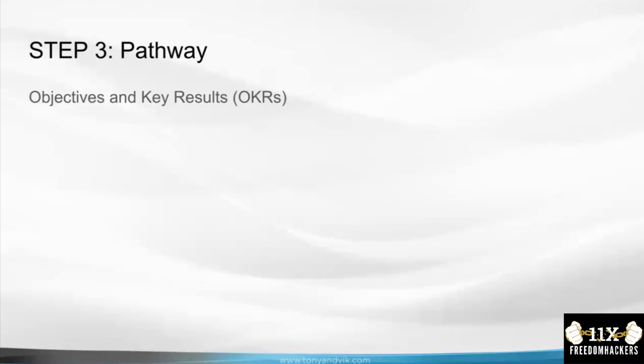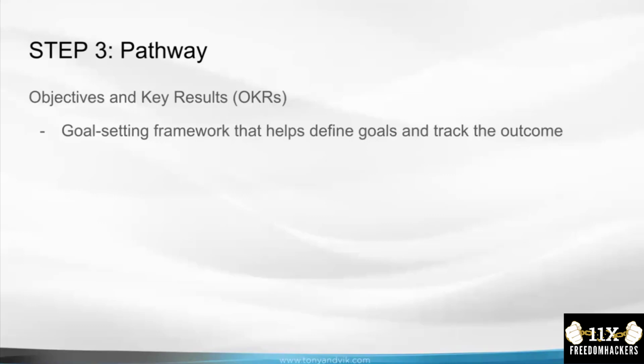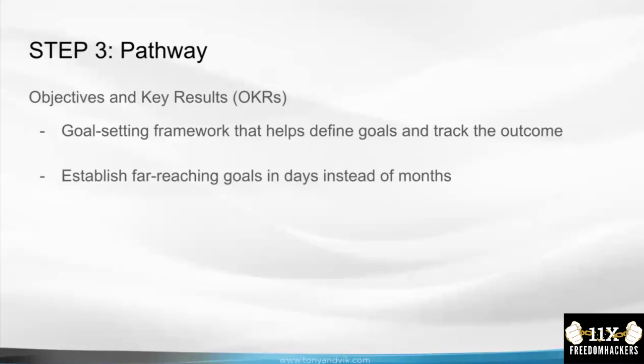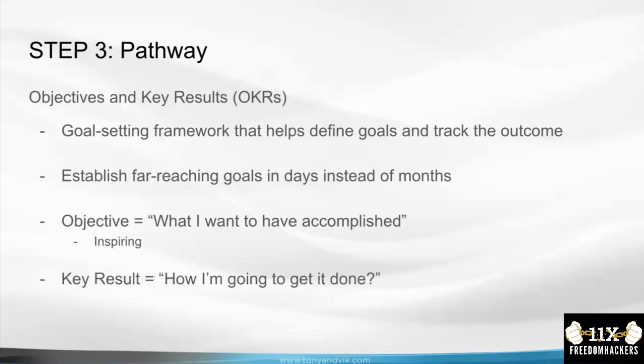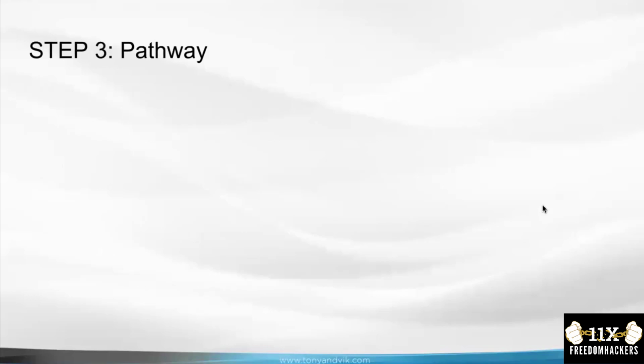And by the way, one reason is that it combines being inspirational and also being concrete and numerical. So it's a goal setting framework that helps define goals and track the outcome, so you can really establish far-reaching goals in days instead of months. Objective means what I want to have accomplished, so it's something inspiring. And key result means how I'm going to get it done. How do I know when it's due? How do I know that I've actually achieved something? So it's specific and measurable.